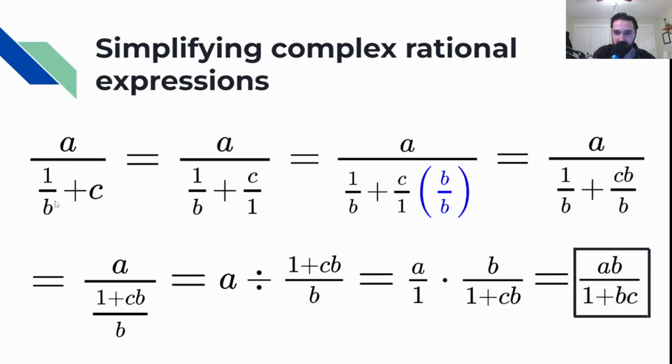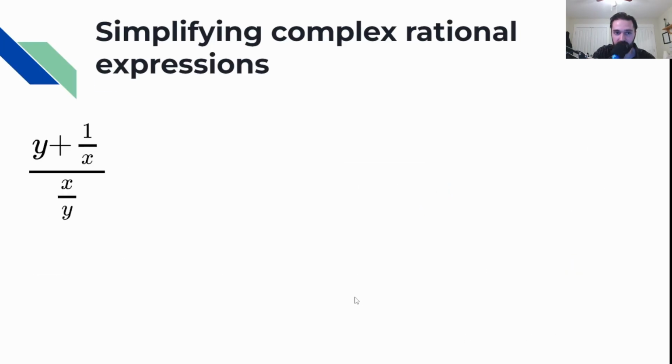So this big, messy, complex rational expression can be rewritten as AB over 1 plus BC. All right, something nice and clean. All right, so let's move to the next one. Here's the next example. Here we have y plus 1 over x, whole thing divided by x over y.